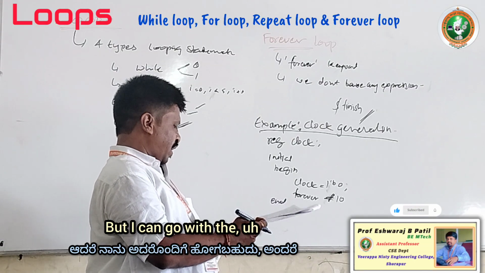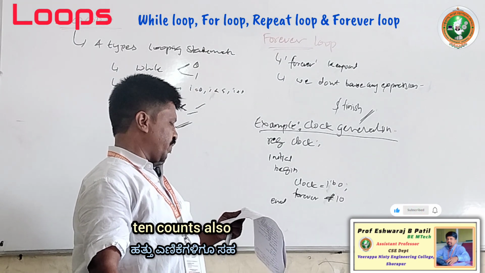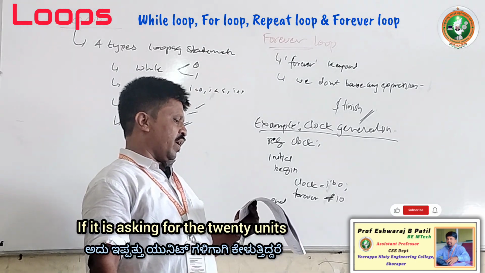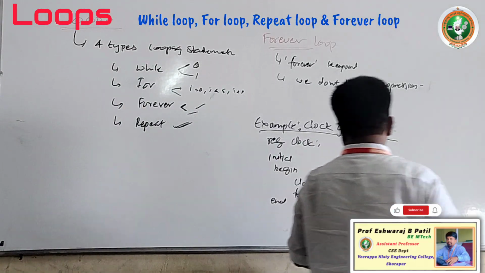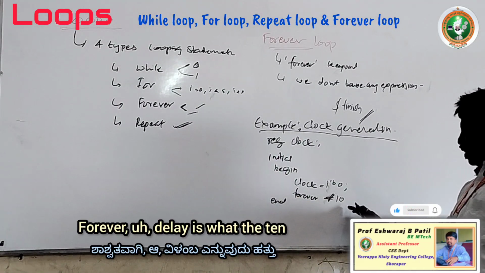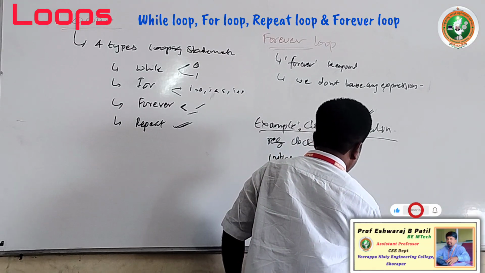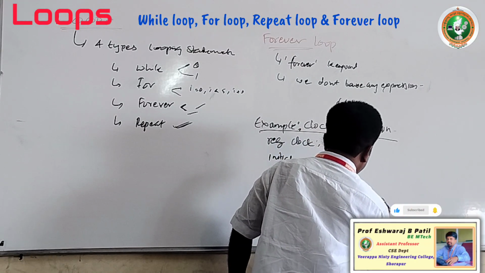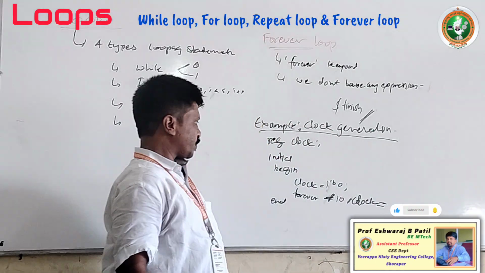But I can go with the help of for the 10 counts also. If it is asking for the 20 units, then I could go with the forever delay 10, clock equals to, clock equals to.